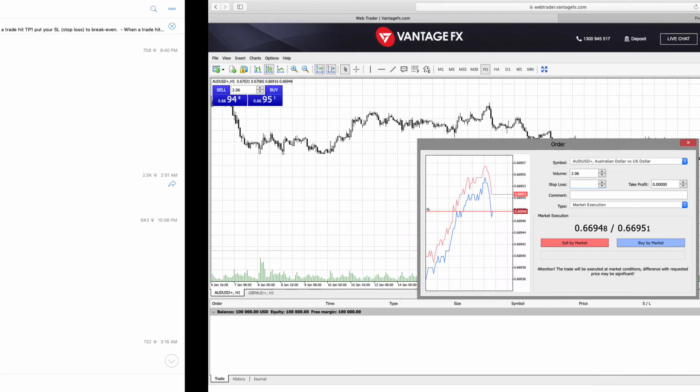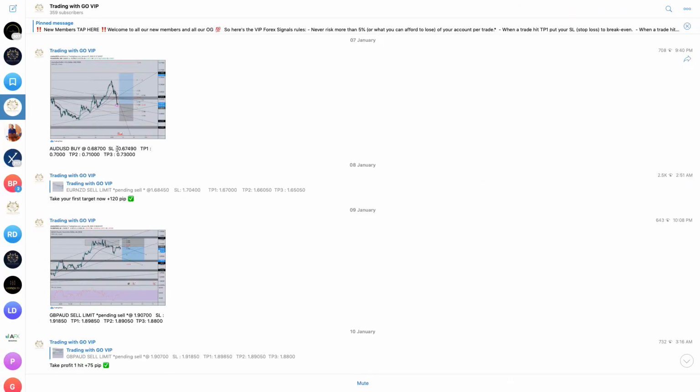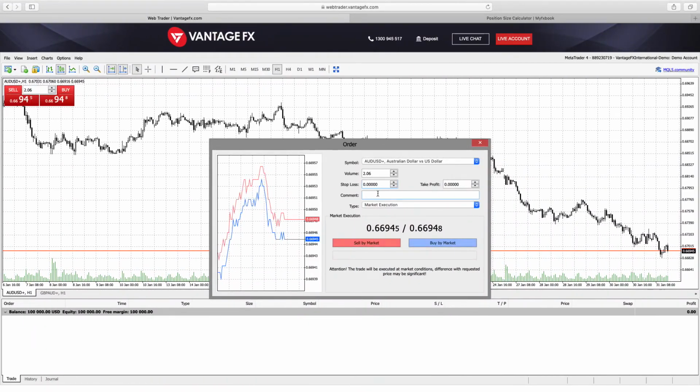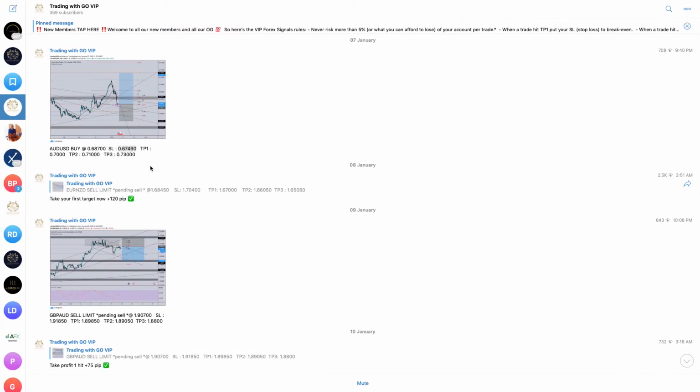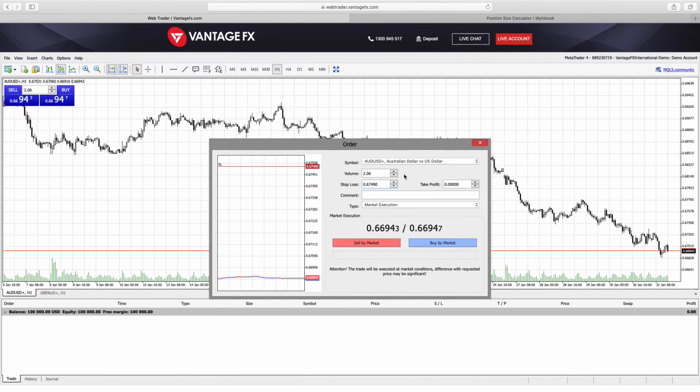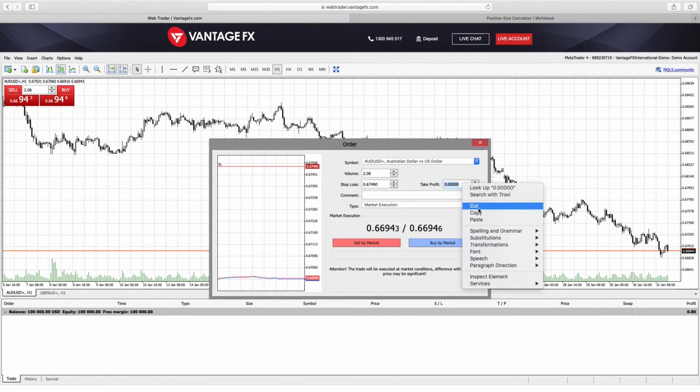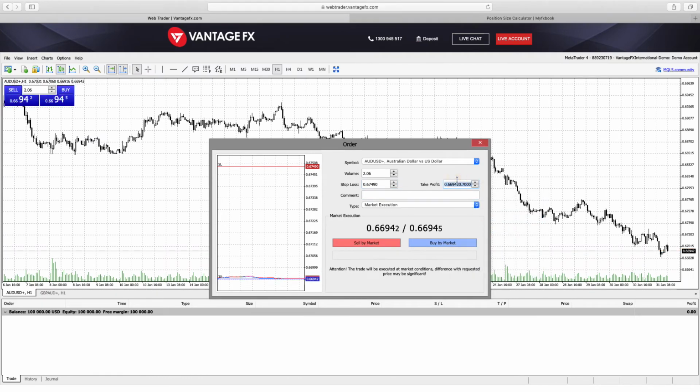And you input the stop loss. In this case, you can input it manually, or you can just copy paste, but you always double check. So the stop loss right here is 0.6749, right? Take profit number one is right here. That's it. So you have the currency pair, the volume.